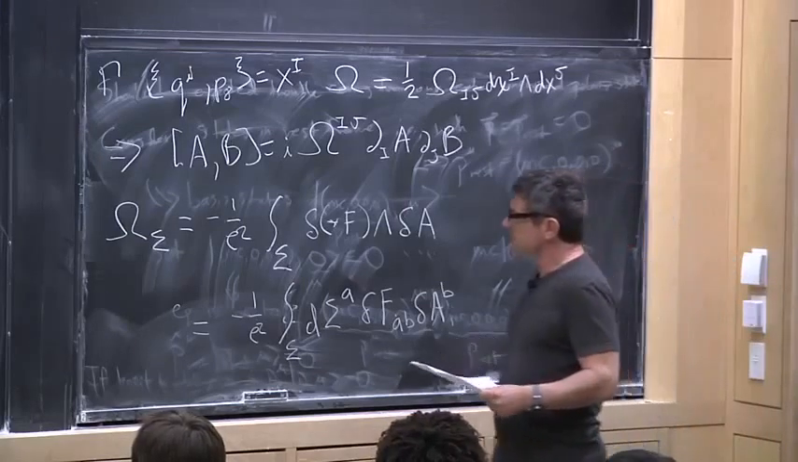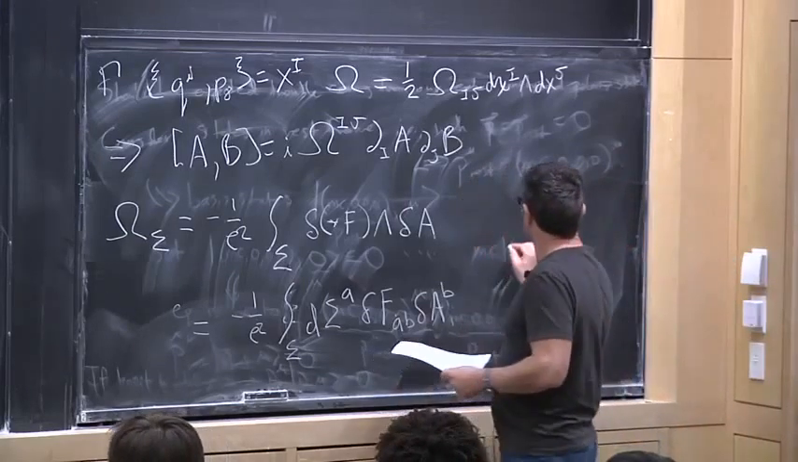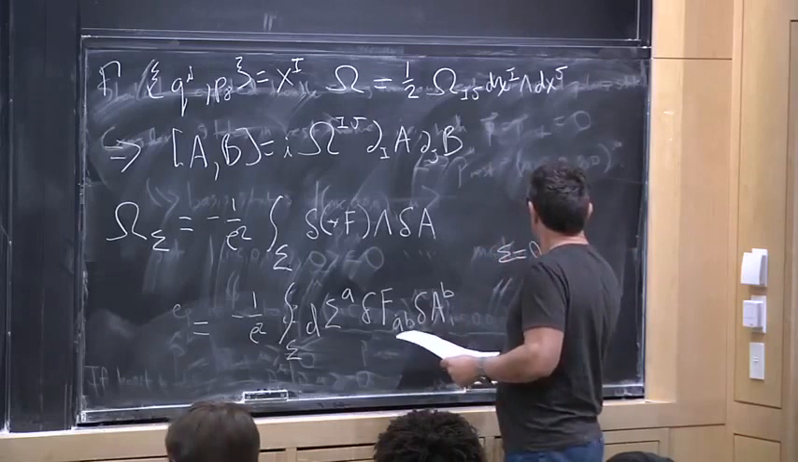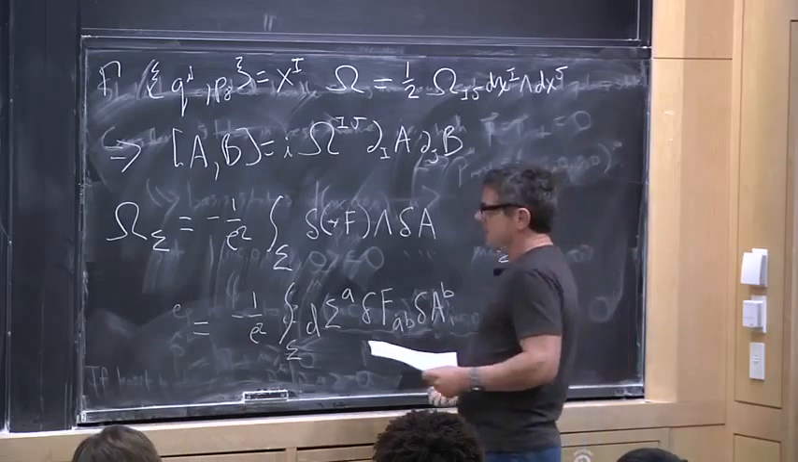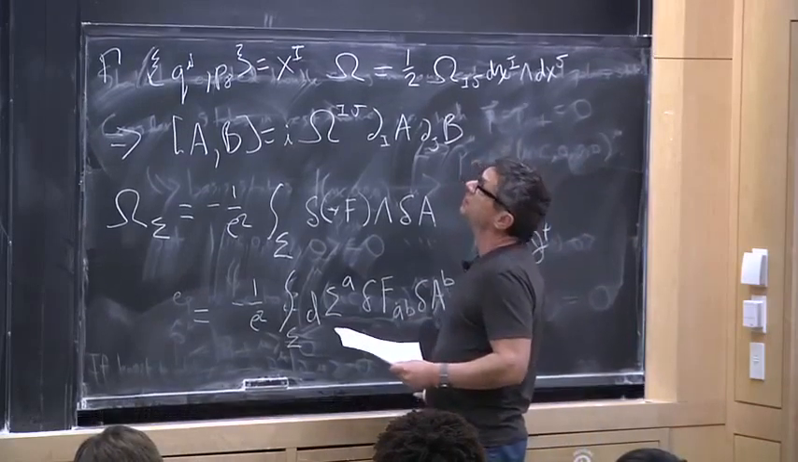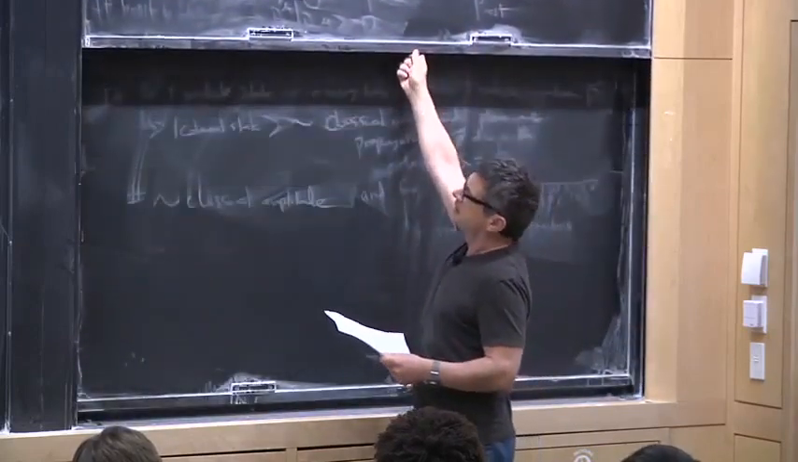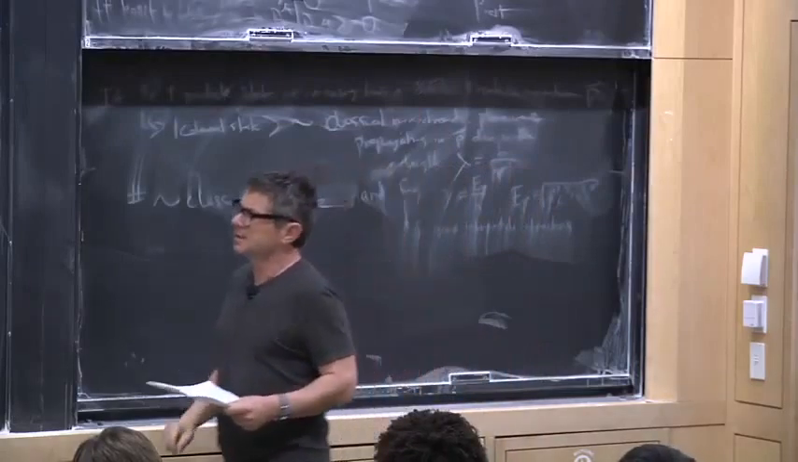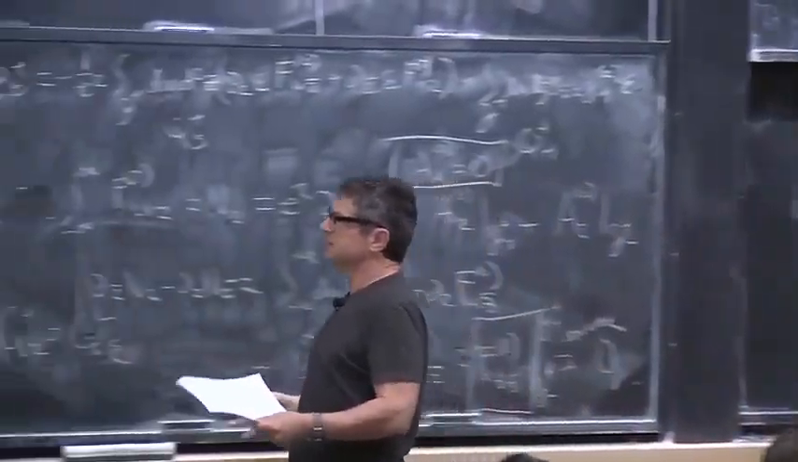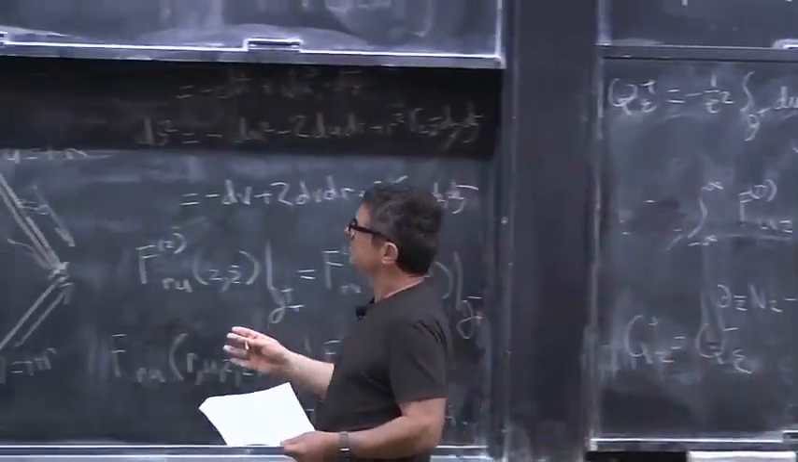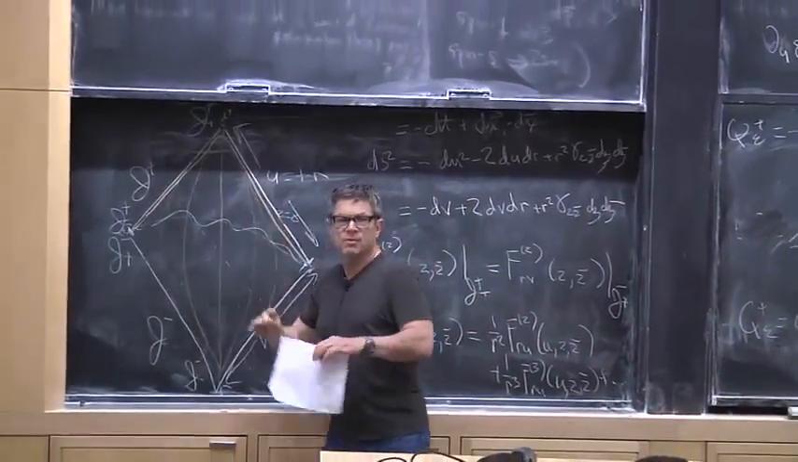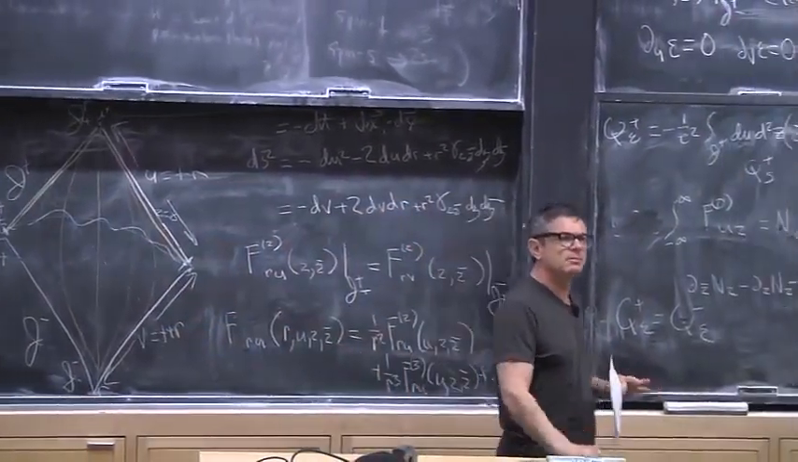What we want to do now is to take sigma equal to scri plus. And that is a very nice thing to do, because up at scri plus, it's essentially free field theory, because everything spreads out and becomes weak.